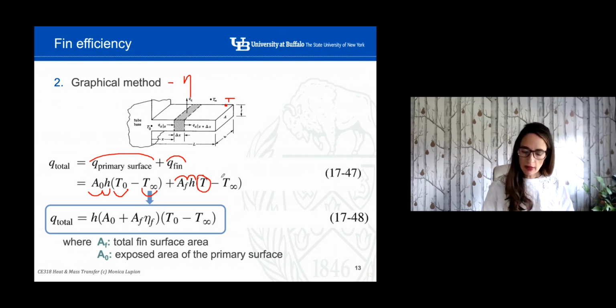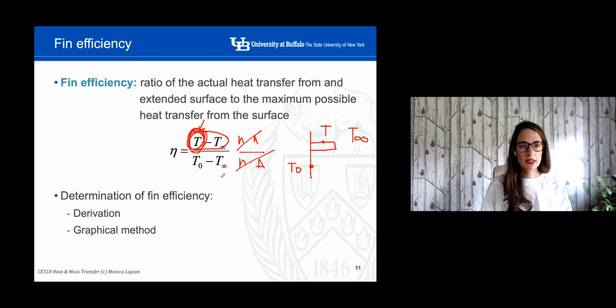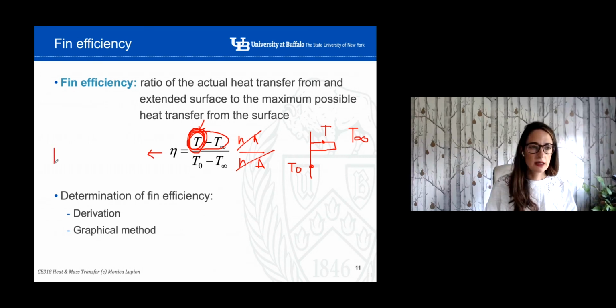But then I remember that we defined this fin efficiency, right? And the fin efficiency, as you can see here, is the ratio between delta T over the fin and delta T over the surface. So we can say that T minus T infinity is equal to the fin efficiency times (T0 minus T infinity).